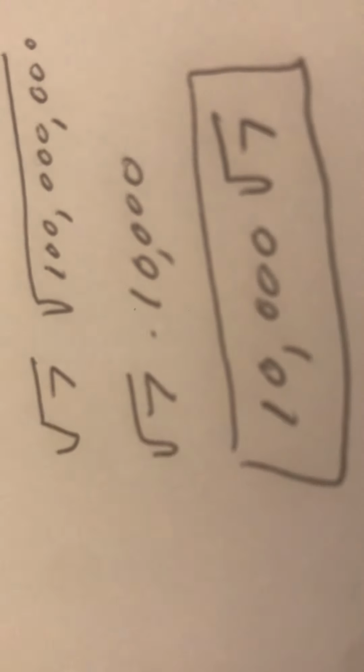Now normally you write the whole number first, so 10,000 times square root of 7 is how you would write it.